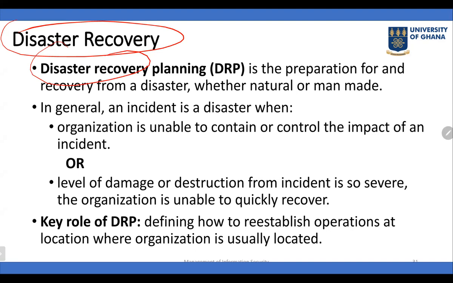So a disaster recovery plan is a preparation for and recovery from disaster, whether natural or man-made. Man-made, when you have hackers and crackers disturbing you; natural, when you have fire and a flood and all that. Organizations are unable to contain or control the impact of an incident. When you are not able to control or handle the incident, it is no longer an incident, it becomes a disaster. The level of damage or destruction from the incident is so severe that the organization is unable to quickly recover. So in this case, it becomes a disaster and you need to now trigger the disaster recovery plan.